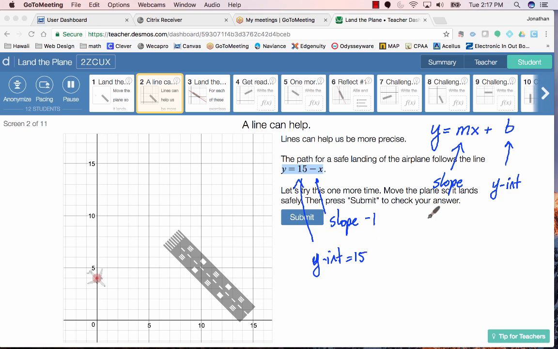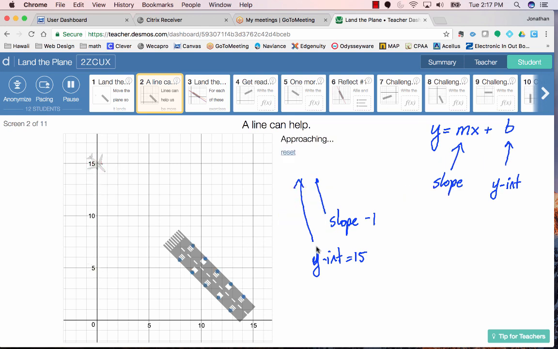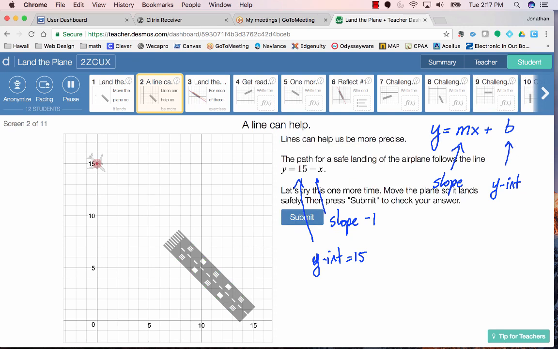So using that, I can help think about now where I want to put my plane. We're going to start it up here at a value of 15. Let's see what's going on. It's already following the slope for me, but putting it at 15 gives it the right starting point. So I'm feeling pretty happy about that one right there.